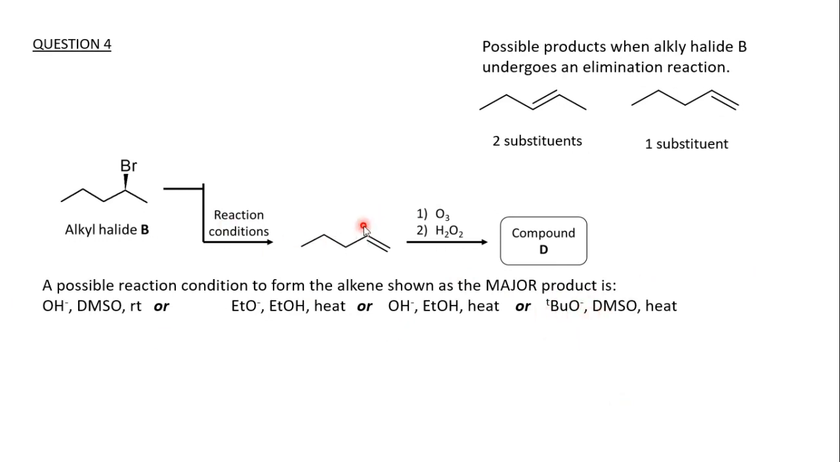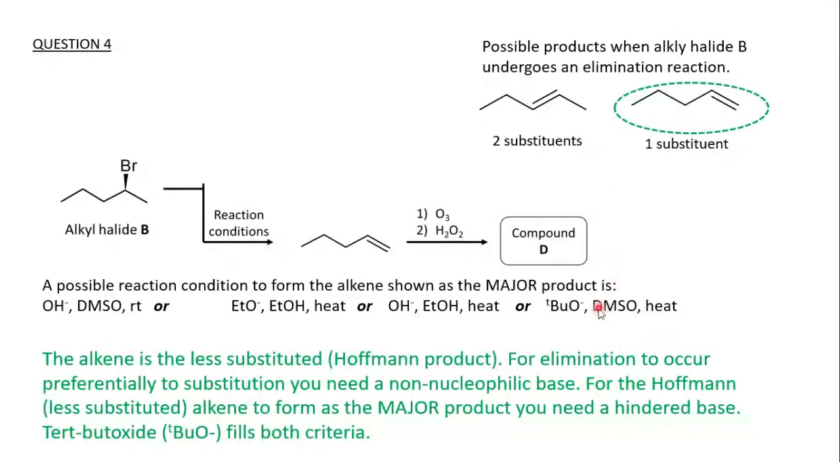And so it is going to favor elimination to give us the less substituted alkene. So the answer is the tert-butoxide in DMSO, which is going to give us the less substituted product, right? And to get elimination over substitution, you also need your base to be non-nucleophilic. So it couldn't have been hydroxide, because hydroxide could have just replaced the Br and you got an alcohol instead.